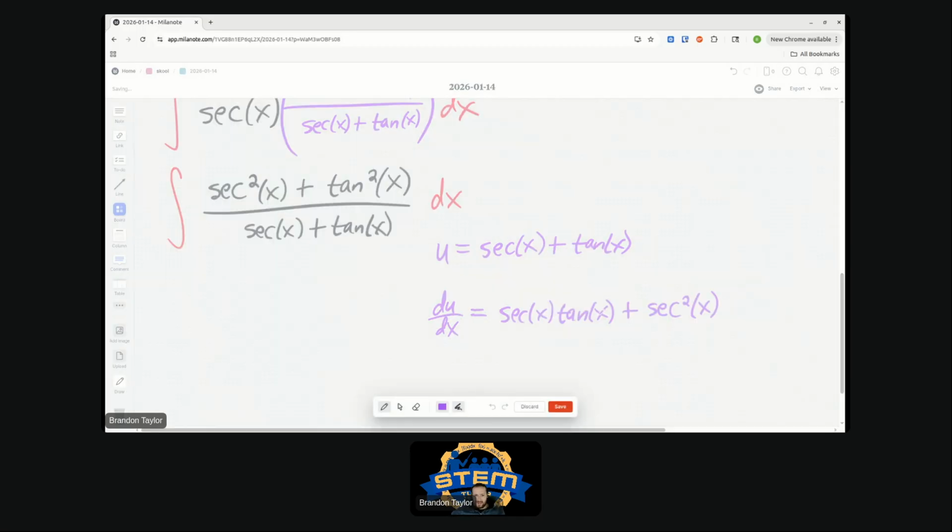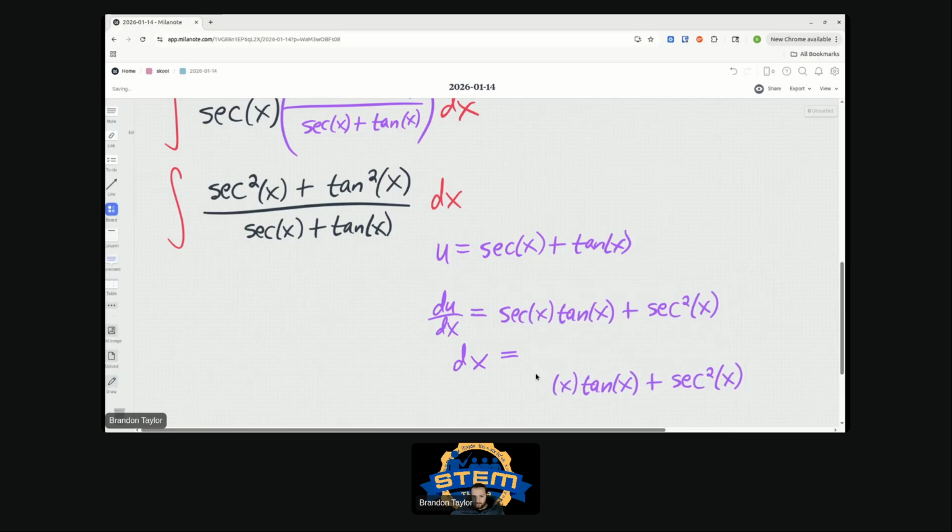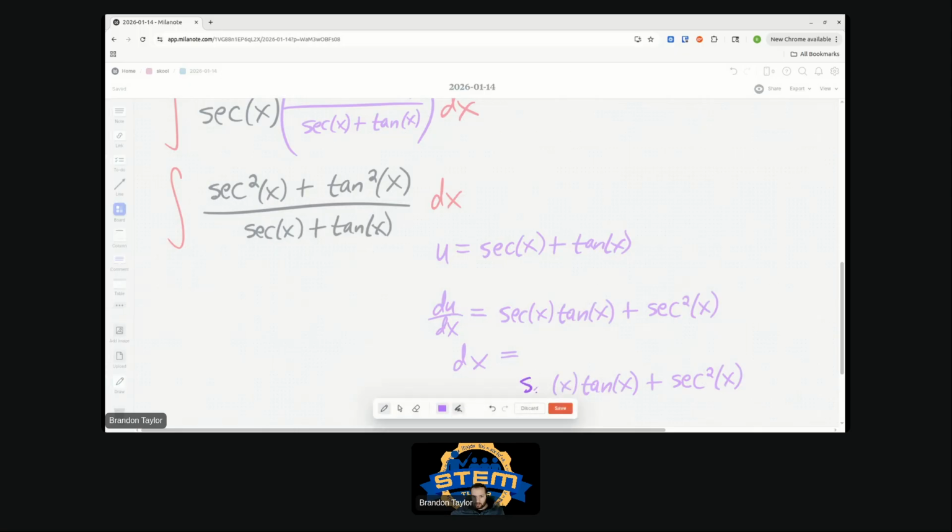And then if you try u substitution, remember we can rearrange this. If I multiply both sides by dx and divide both sides by this whole thing, what do I get? I get dx is equal to 1 over this, times du.